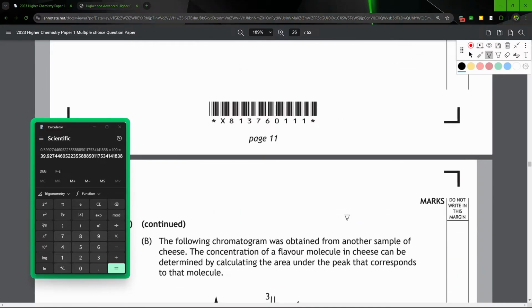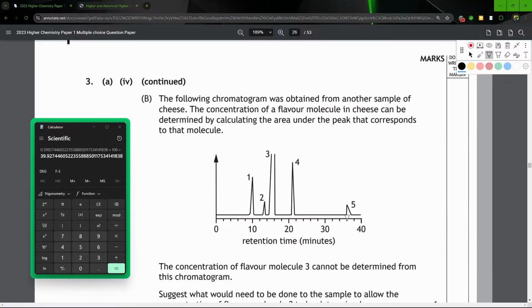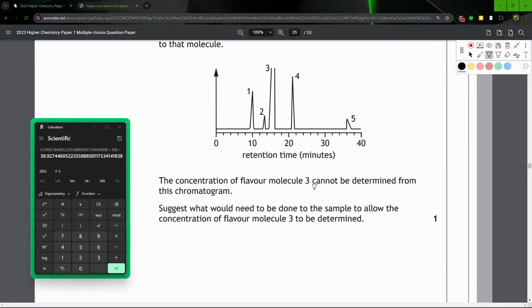The following chromatogram was obtained from another sample of cheese. The concentration of a flavour molecule in cheese can be determined by calculating the area under the peak that corresponds to that molecule. The concentration of flavour molecule 3 cannot be determined from the chromatogram. Suggest what would need to be done to the sample to allow the concentration of flavour molecule 3 to be determined.